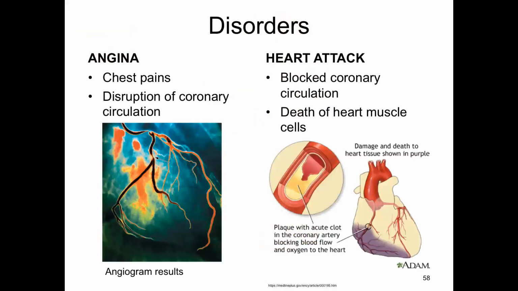Now, things that can go wrong: angina. This is where we're having disruption of the coronary circulation, and that causes pain. And you can sort of see it in an angiogram. You can see it there. It's sort of dark and the flow isn't going through.